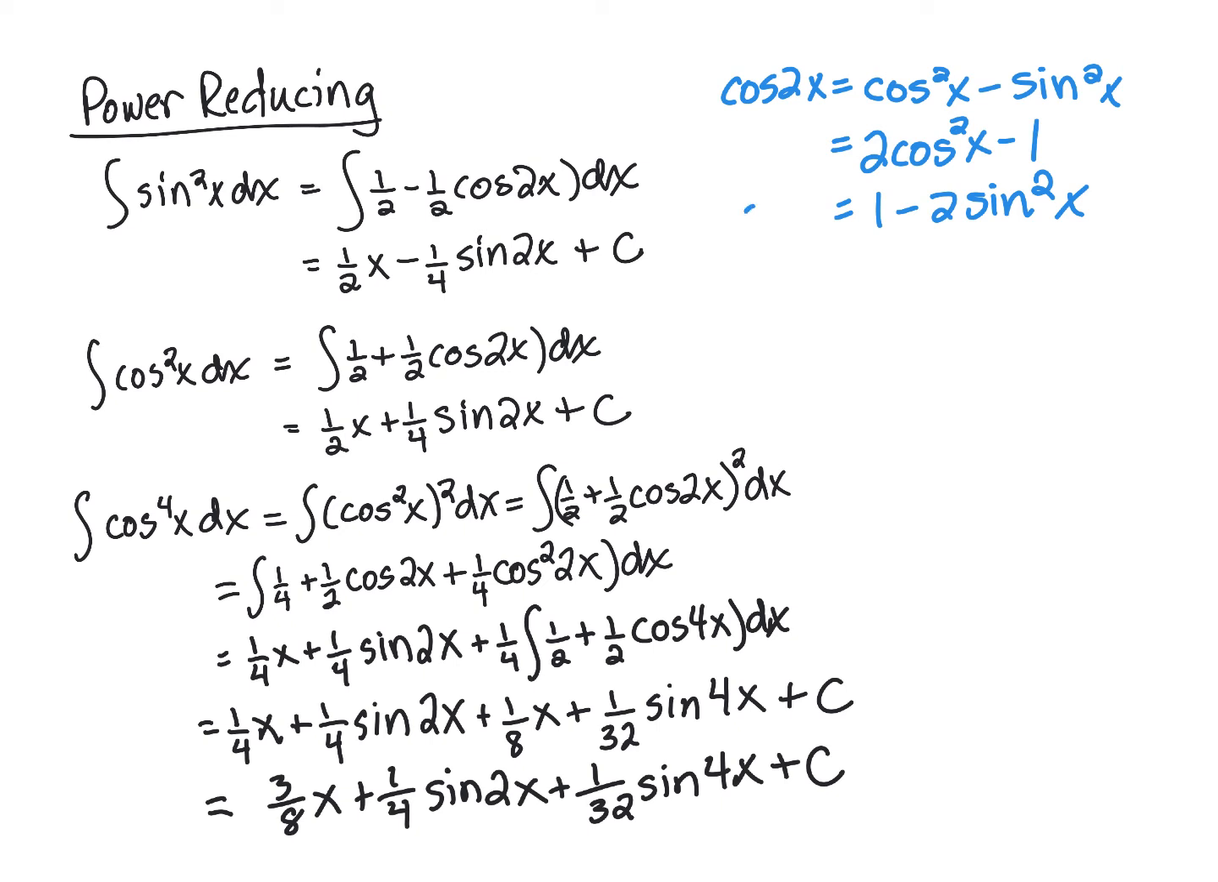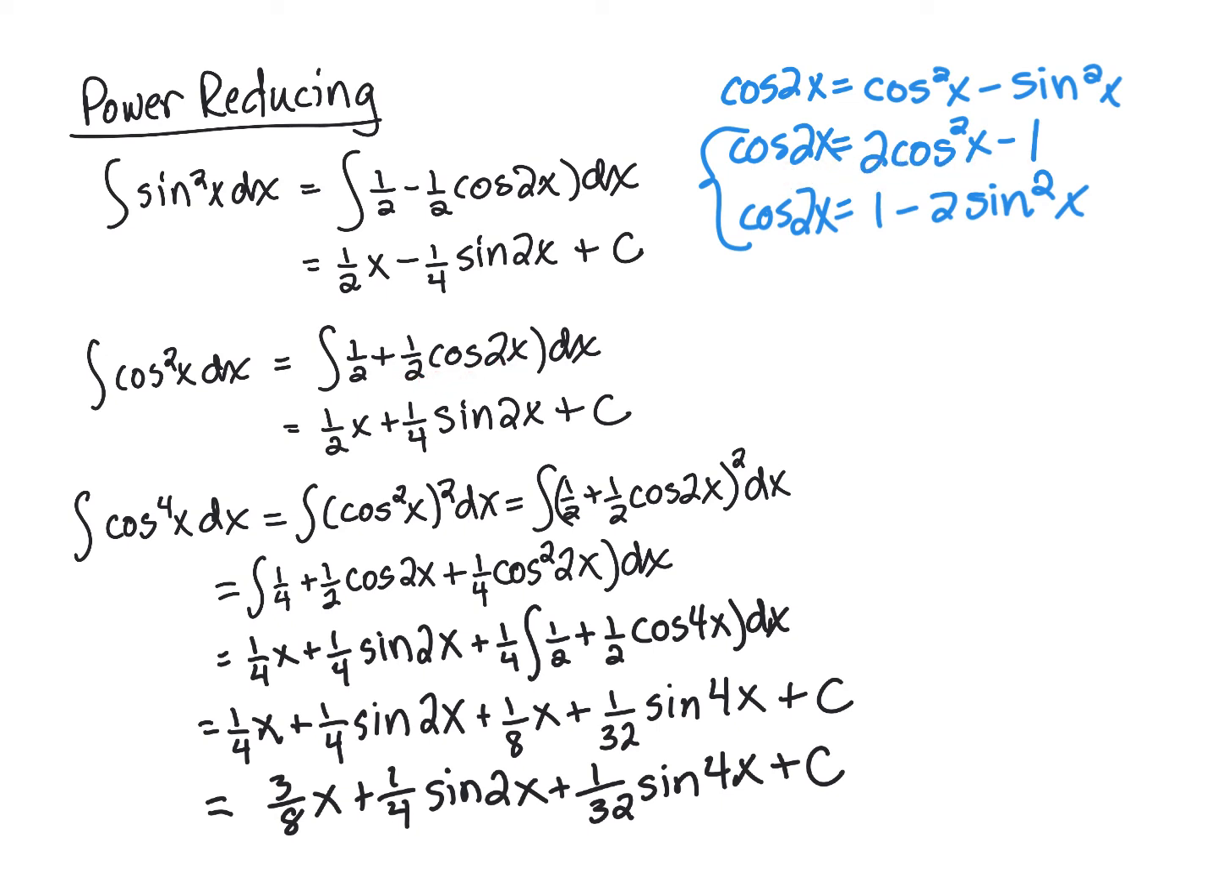So using these formulas for the cosine of the double angle, these two, and solving for the cosine squared, I would add 1 to both sides and divide by 2. That's going to give me this formula right here. Cosine squared is 1/2 plus 1/2 cosine of the double.